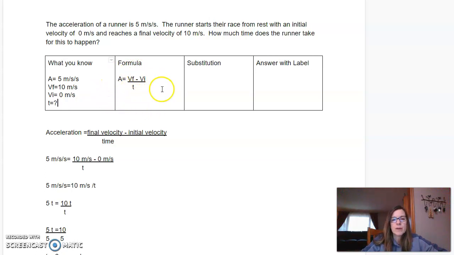If you notice, I put the formula for acceleration in the chart: final velocity minus initial velocity divided by time. And if you were trying to put all these numbers in, I'll just go ahead and do that. I'm going to put the numbers part of it in, meters per second. So 5 is our acceleration. We had 10 meters per second minus 0 meters per second.